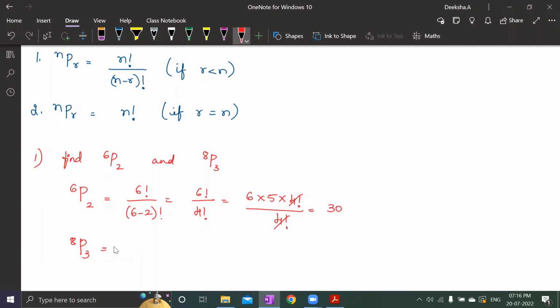So here you will get 8 factorial divided by 8 minus 3 is 5, 5 factorial. Now we will expand this: 8 into 7 into 6 into 5 factorial. And here we have 5 factorial. This gets cancelled. So we have 56 into 6, which is 336. 8 into 7 into 6 is 336. Understood, no?